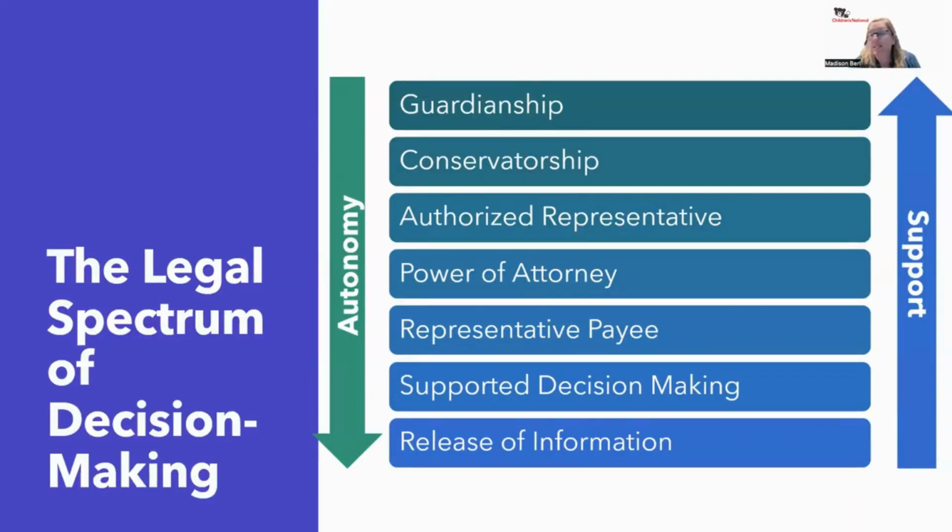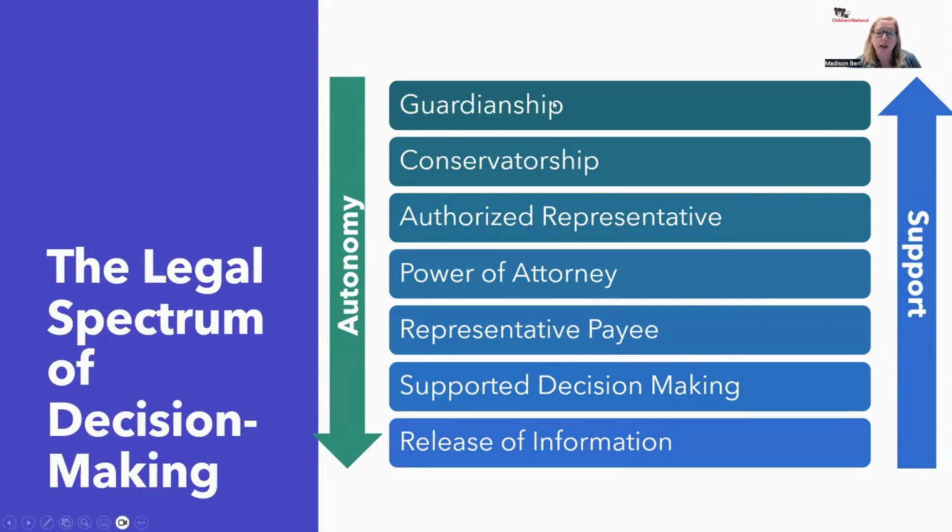There's a spectrum of decision making. And as you can see by the arrows, the degree of autonomy or independence goes down on this list and the degree of support goes up. So those are in balance. If you need more help, you need more. If you're less independent, you need more support and vice versa.